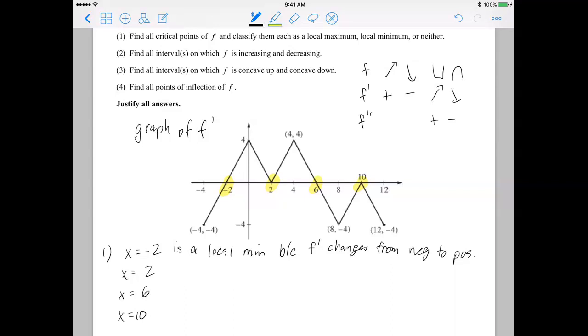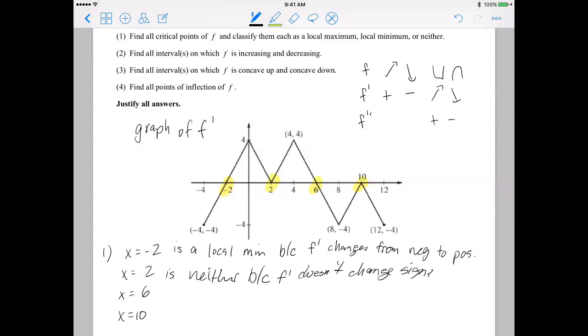Okay, at x equals 2, that's the next critical point, I see that there is no sign change in the derivative. The derivative is positive before 2 and then positive after 2, and so x equals 2 is neither a max nor a min, and I don't really need to say that part, I can just say neither, because f prime does not change signs. So that is the justification on why x equals 2 is neither a max nor a min.